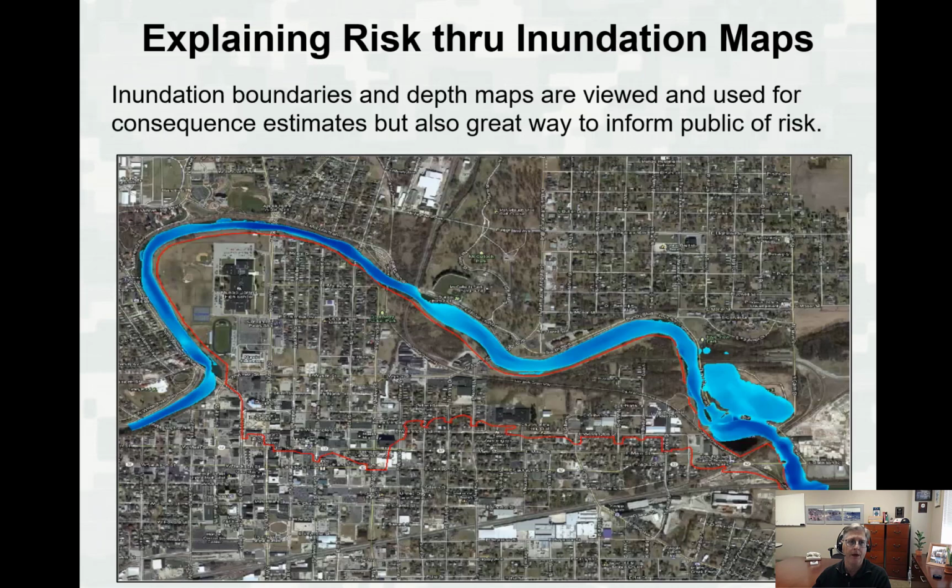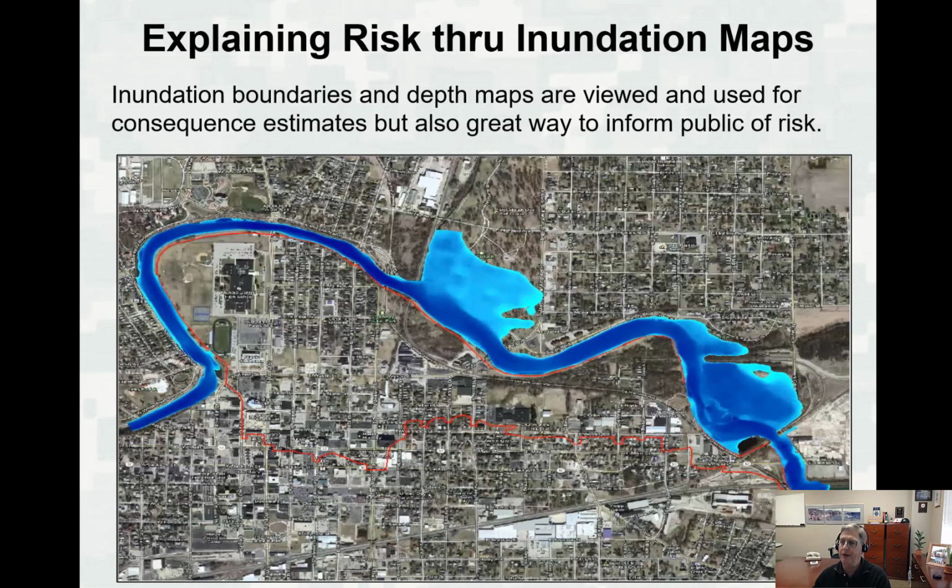Okay. So explaining risk through inundation maps, we talked about this before as well. Inundation boundaries and depth maps are viewed and used for consequence estimates, but also a great way to inform the public of risk. So let's take a look. This is a river system. We modeled the river system itself in 1D, but if the levee were to fail, and the levee will fail over onto the right-hand side of the figure, you'll see the water come into the inundation area, or into the interior area, and you'll see how the water spreads in the interior area.